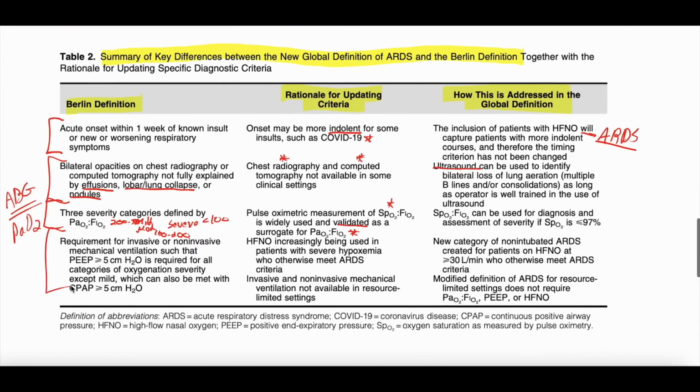All right, and then last was requirements for invasive or non-invasive mechanical ventilation. And in the original Berlin criteria, there's this PEEP greater than 5, which was required for all categories of ARDS. So this meant that high flow nasal oxygen was not part of the diagnostic criteria, but they said, we're using it a lot now. It's increasingly being used in patients with severe hypoxemia and ARDS. So they just updated it to allow for the diagnosis of ARDS while on high flow, as long as you're on more than 30 liters per minute of high flow. And you obviously meet all the other criteria.